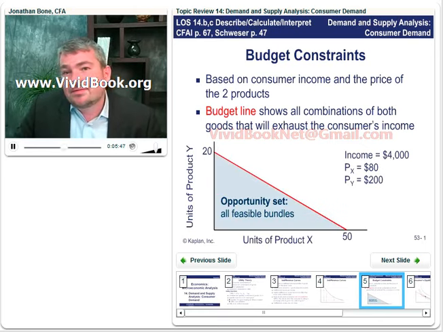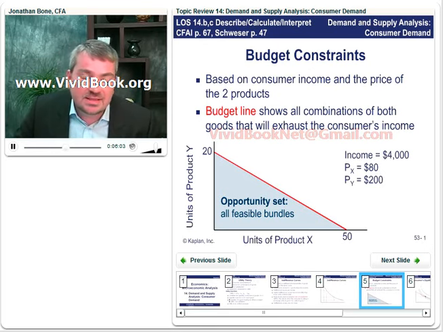So 4,000 divided by 200 gives us 20. If we were to consume no X, we could consume 20 units of Y. Or, of course, the other way around, if you take your $4,000 and divide by 80, you get 50. So if we were to consume no Y, we could consume 50 units of X. And we've just drawn a straight line between them representing all of our bundles that would consume all of our income. Now notice we've also got a shaded area called the opportunity set that represents all feasible bundles.